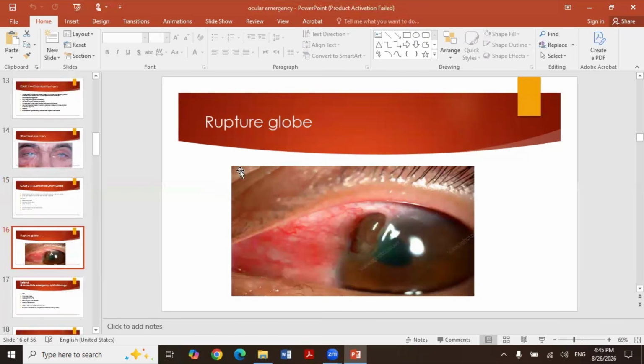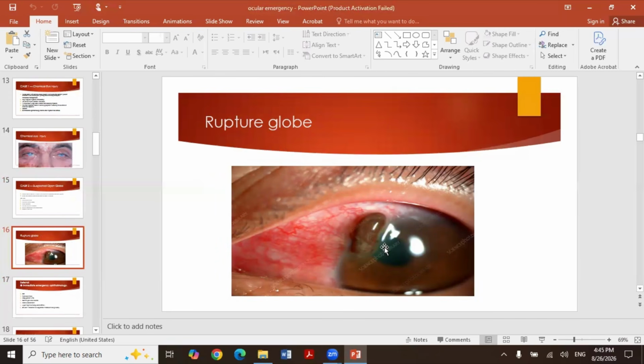Here, look at this picture. You can see the iris prolapse. You can see the iris coming out from the cornea, severe injection of the eye, and you will see the eye collapse because sometimes the fluid goes out.